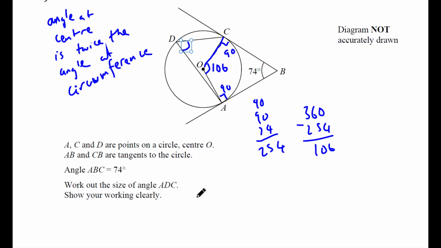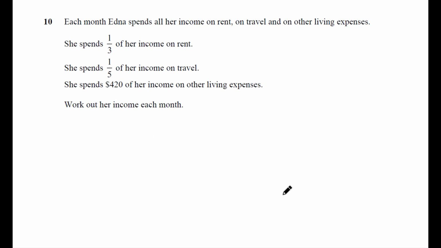Now they haven't asked you to give reasons, so it makes it a bit easier, but you need to know that the angle at the centre is twice the angle at the circumference. So this angle here is the angle at the centre, and it's double at the circumference. So angle D is at the circumference, so you just need to do 106 divided by 2 equals 53, and we are done. Question 10.